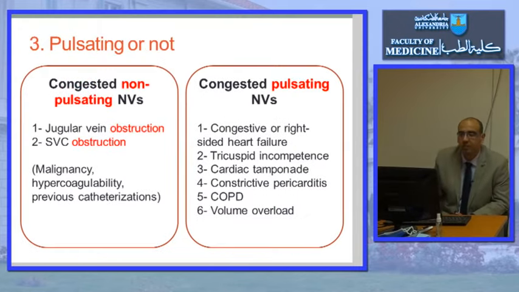The third item to comment on is whether these neck veins are pulsating or not. Of course, in most cases, they will be pulsating. With any cause, congestive heart failure, tricuspid regurgitation, cardiac tamponade, constrictive pericarditis, in all these cases, they will be pulsating. But what if I find congested neck veins that are not pulsating? It is present in cases of jugular venous obstruction or superior vena cava obstruction. The causes might be malignancy, hypercoagulable state, or previous catheterization of the neck veins. It might cause thrombosis in the neck veins, causing obstruction, and at that point, they will not be pulsating.